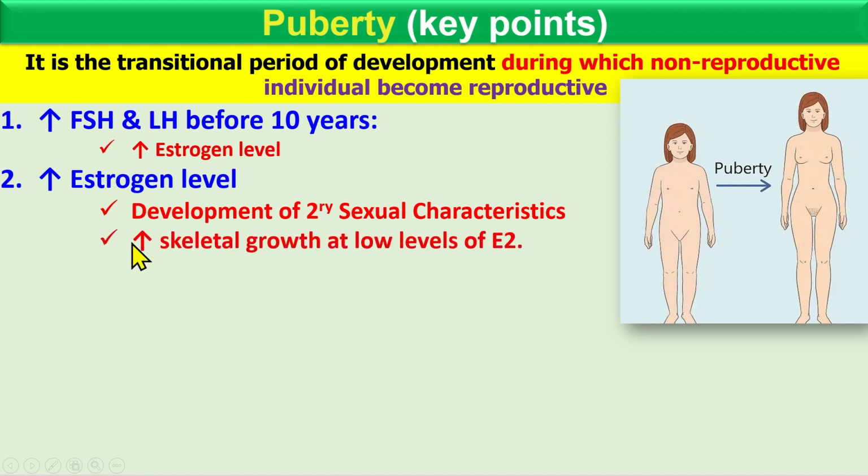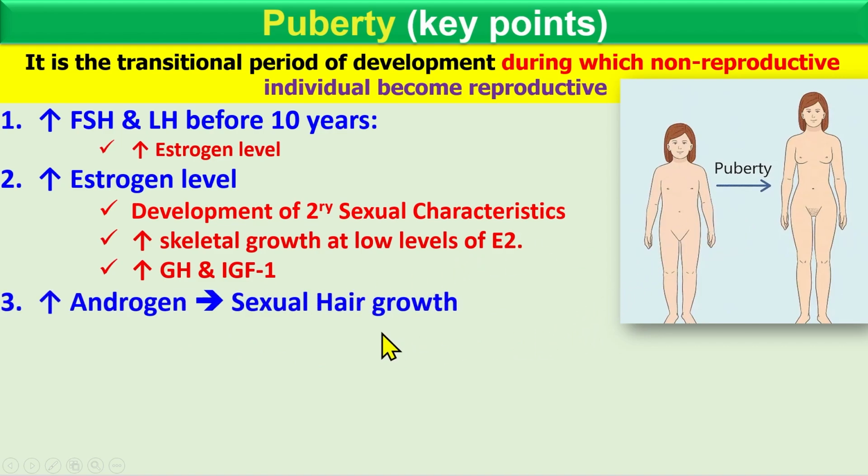Okay, and also skeletal growth at low levels of estrogen. Okay, and it also increases the growth hormone and the insulin-like growth factor. Okay, which also increases the skeletal muscle and the other body mass. Okay, and the androgen increase causes the sexual hair growth.